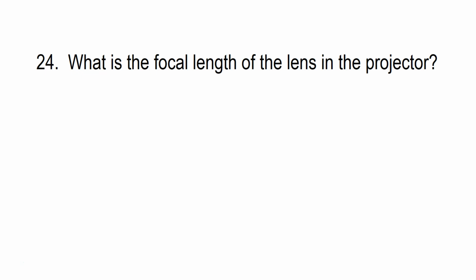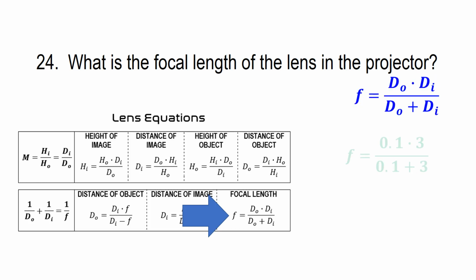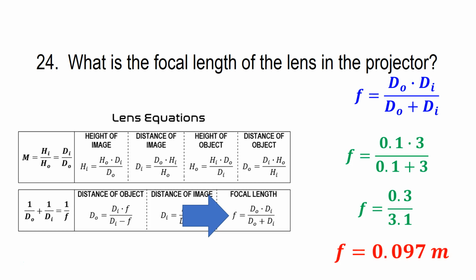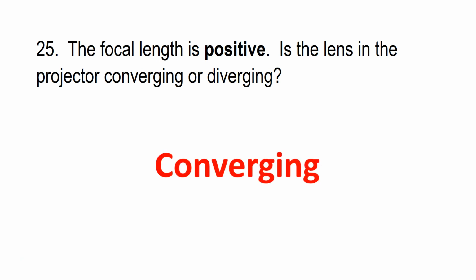What is the focal length of the lens in this projector? Well, we're looking for focal length. There's only one formula for that. We need our do, the distance of our object we were given, and our di, which we solved for. Now that we have our given formula, we plug in the information we know, simplify the top and bottom, divide, and there's our final answer. Our focal length is about 0.097 meters. This focal length is positive, so we know that it's a converging lens. It brings the light together.